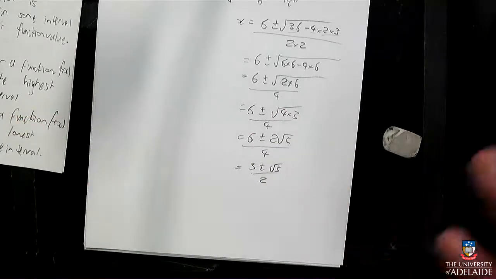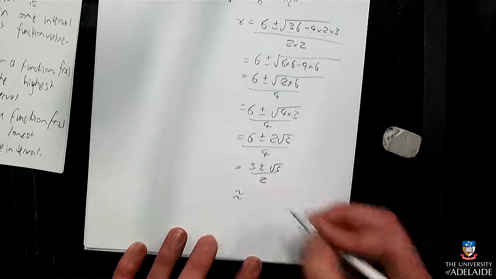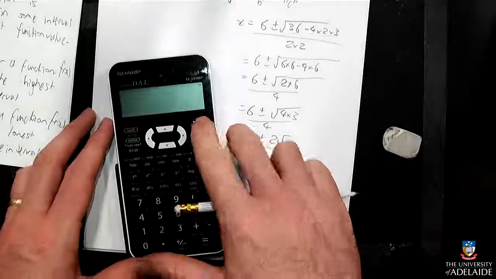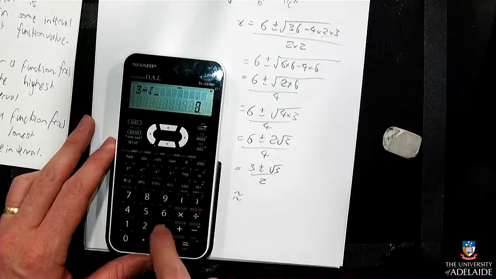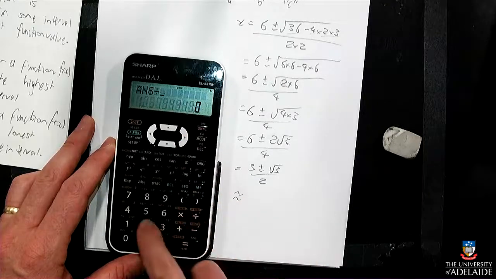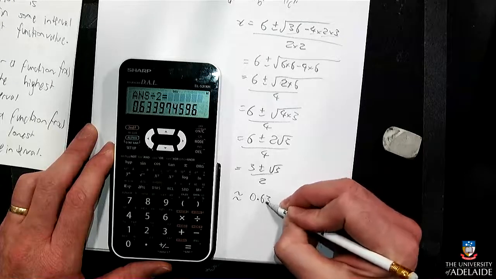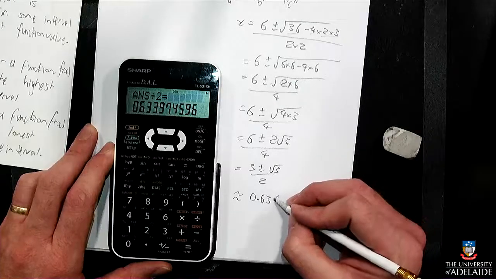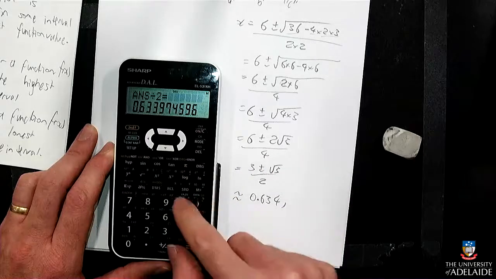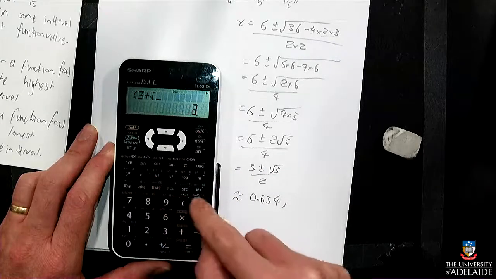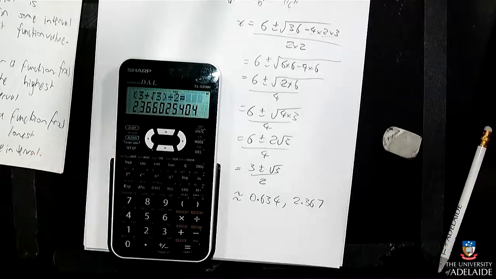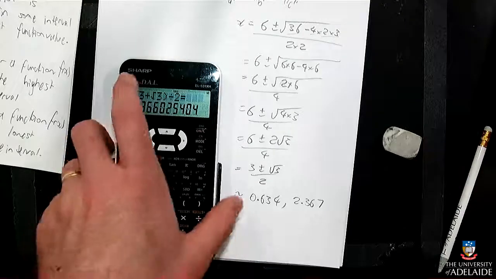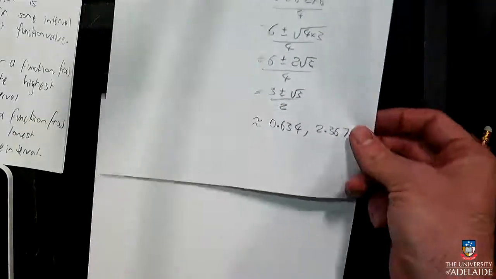Okay, well, that's what it is. I'm just going to get some approximate answers there. So 3 minus the square root of 3 divided by 2, 0.634, and 3 plus the square root of 3 divided by 2. Okay, so I've got 3 places where the derivative is 0, and I can write those down.